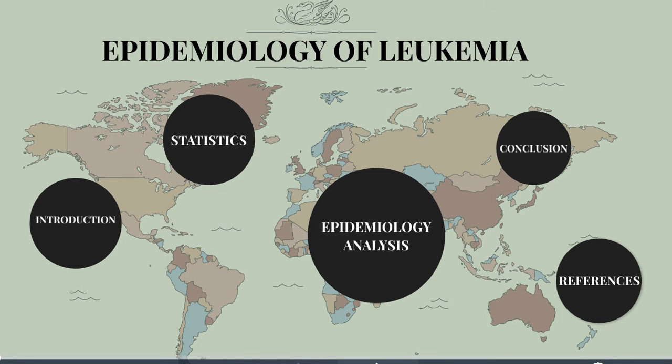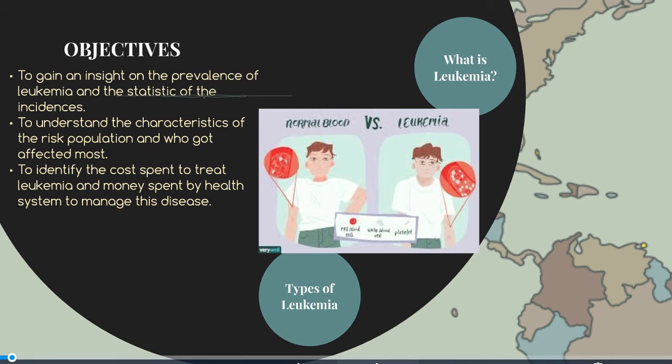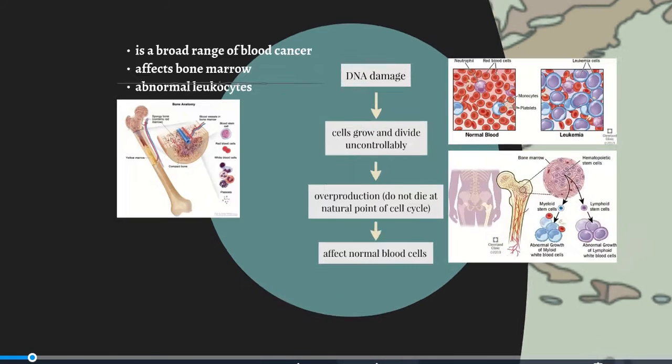Our specific cancer is leukemia. Why we want to analyze the epidemiology of leukemia is because we want to gain an insight on the prevalence of leukemia and the statistic of the incidences. Second, we want to understand the characteristics of those who got affected most and their risk factors. Third is to identify the cost spent to treat leukemia and how much money is spent by the health system to manage these diseases. First, we should know what is leukemia.